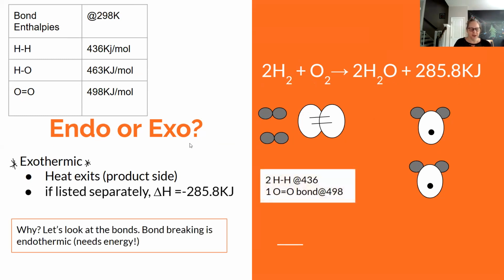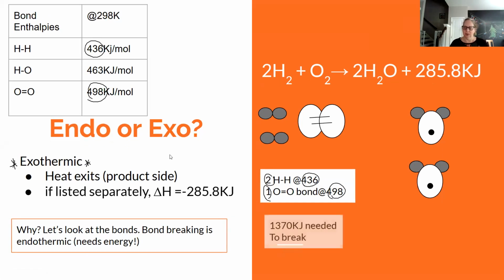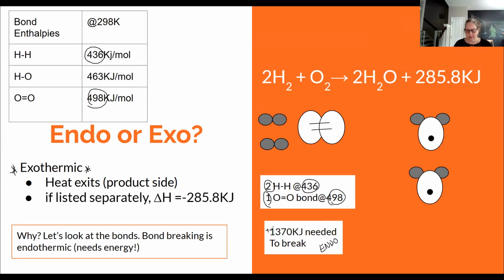I have two H-H bonds, and an H-H bond is 436. And I have one O=O bond, which is 498. So those are 2 at 436 plus 1 at 498. And that is going to be 1370 kilojoules needed to break. Breaking bonds is endothermic. Okay. Endothermic is positive. And now over here, we have two waters.